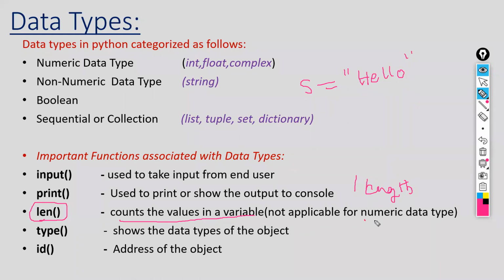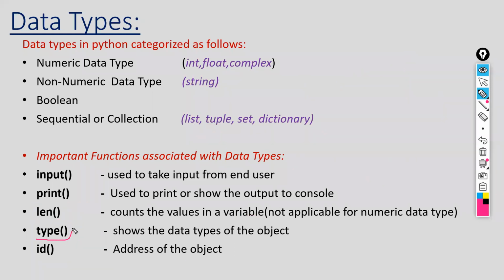The len function is not applicable for numeric data; it is applicable for strings and collection data types. So s is "hello". If I take len of s, it counts 1, 2, 3, 4, 5. Yes, it has 5 characters. This is the output. If I write print here, it gives 5. In the same way, if you want to know how many values are associated with a list, tuple, set or dictionary, we can use the len function.